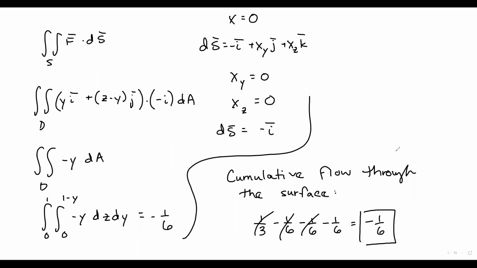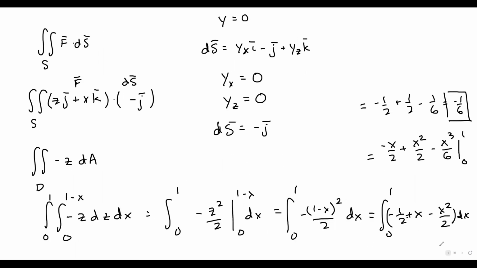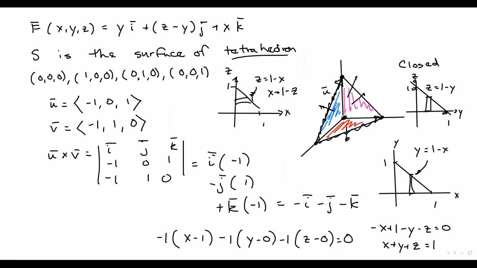And so the cumulative flow is actually, what that means, since it's negative and outward is positive, is that we have cumulative inward flow. So there's cumulative flow inside the object, through the surface, through the sides. We're flowing into this tetrahedron instead of outside of it.